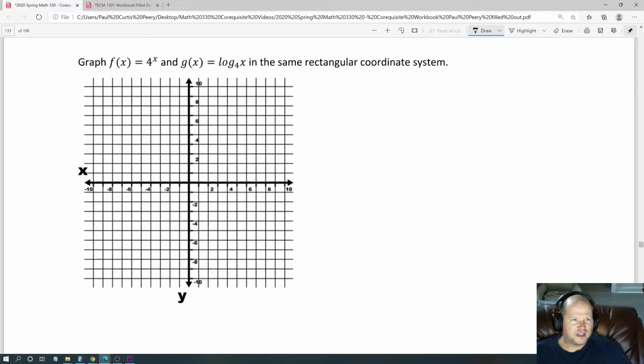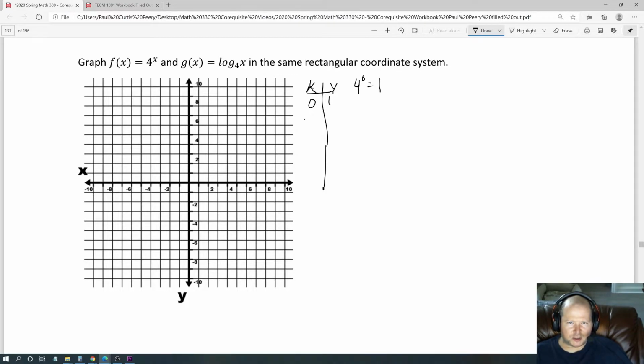Right, so graph f of x is equal to 4 to the x power, and g of x, which is equal to logarithm base 4 of x, in the same rectangular coordinate system. So we can make a little table right here and start filling in some numbers. So let's say 4 to the x. Let's say we start with a 0. So that'd be 4 to the 0 equals 1.